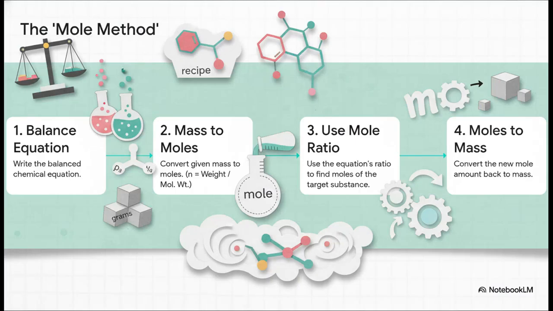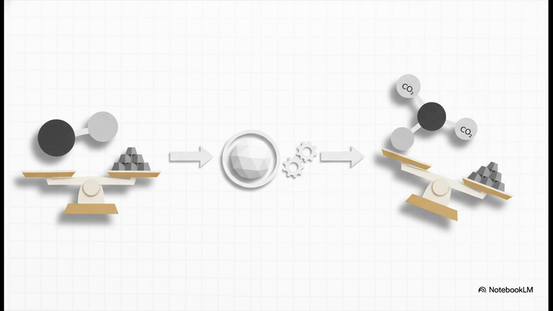The whole process, which people often call the mole method, is actually super logical. First, you've got to have a balanced equation. That's your non-negotiable recipe. Second, you take whatever amount you're given, which is usually in grams, and you convert it into moles. Third, and this is the key step, you use the mole ratio from your balanced equation to figure out how many moles of the other substance you're interested in. And finally, you just convert those moles back into grams so you have a useful, measurable number. Let's actually see it in action.